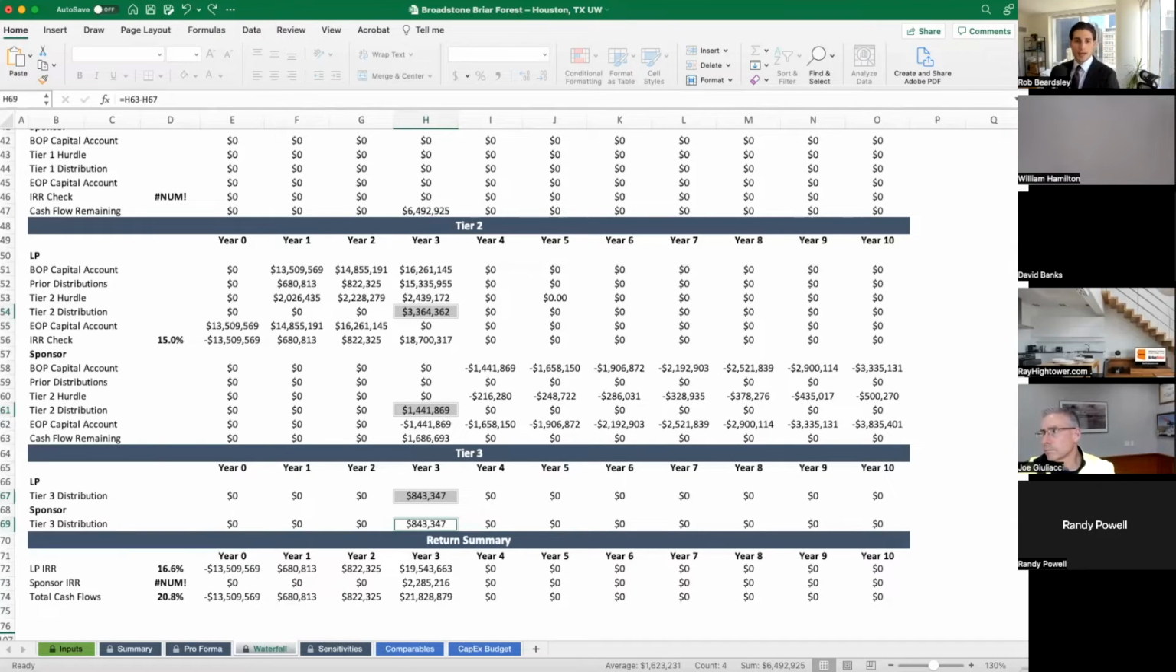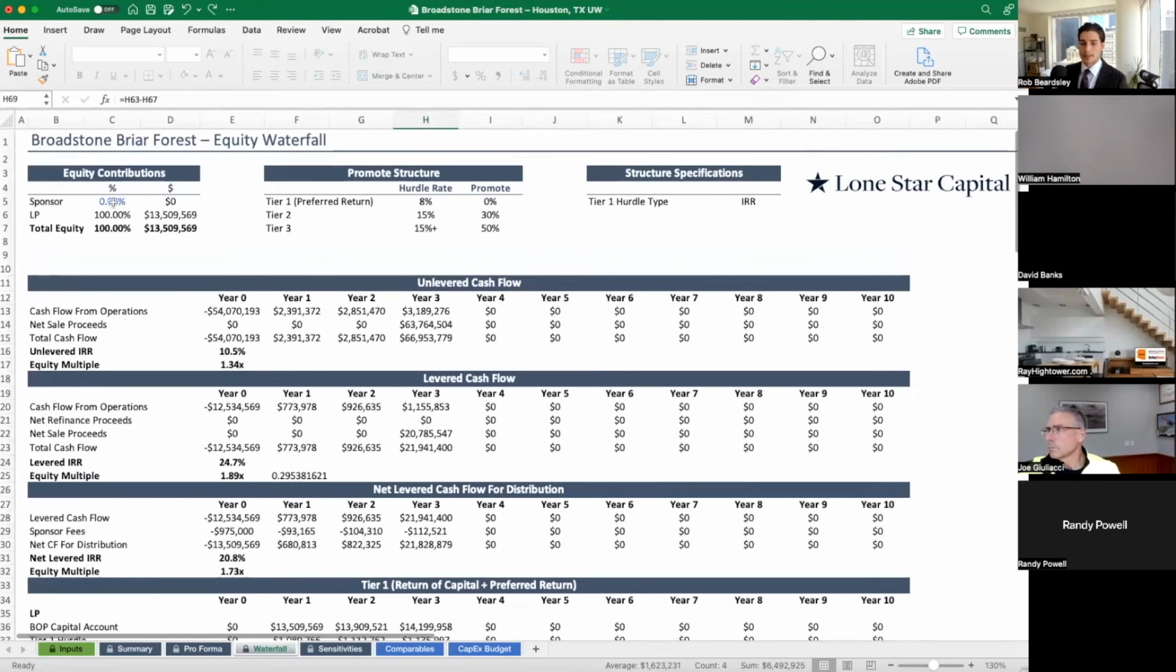Okay, Gregory's asking about the sponsor not contributing anything up front and then earning a promote of 2.3 million. Is it common for sponsors not to contribute anything to the deal? I would say no. You always want to see your sponsor put something in the deal. The reason I set it to 0 was for informational purposes only, just to make more sense of the deal. In a typical situation, you might have the sponsor putting in 5-10% of the equity.